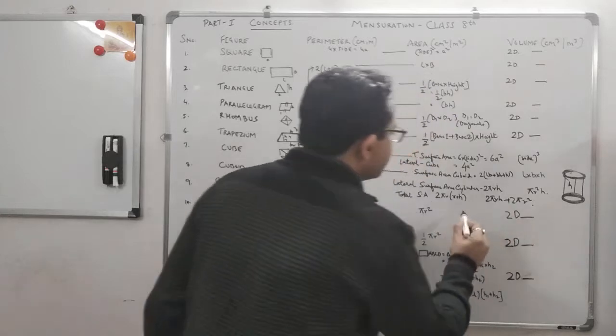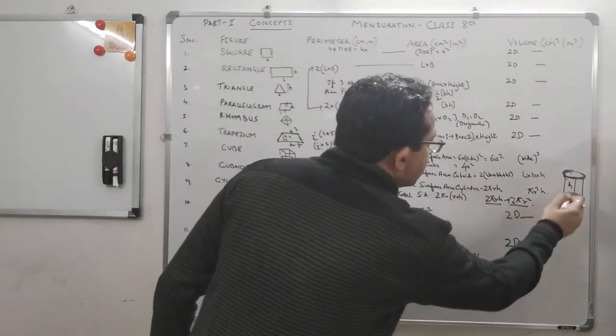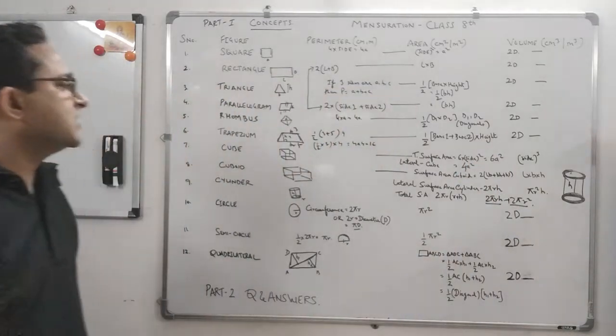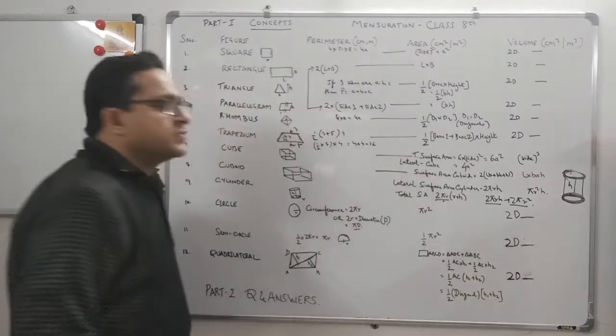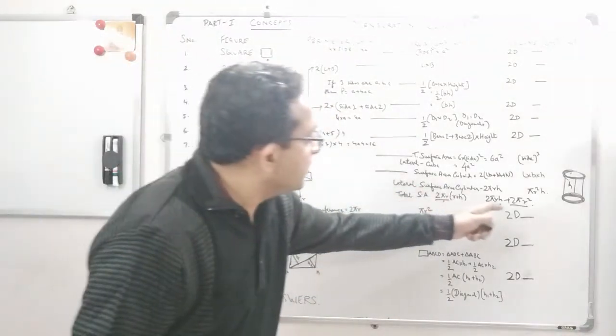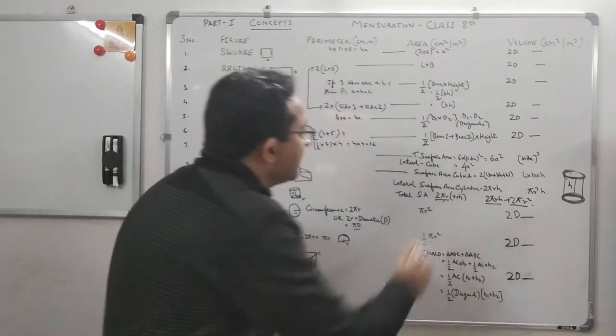So lateral surface area is 2 pi r h, plus 2 pi r square. This is the total surface area of the cylinder. You can also write this in the form 2 pi r bracket r plus h. So basically it is 2 pi r square plus 2 pi r h, where 2 pi r h is the lateral surface area of the cylinder.